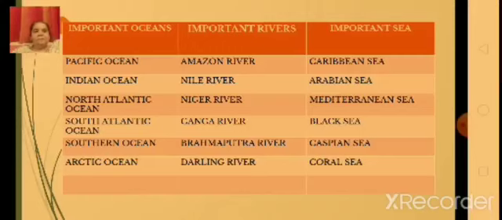Important seas: Caribbean Sea, Arabian Sea, Mediterranean Sea, Black Sea, Caspian Sea and Coral Sea. You need to know, children, where these seas lie, okay, on the world map. Very important.